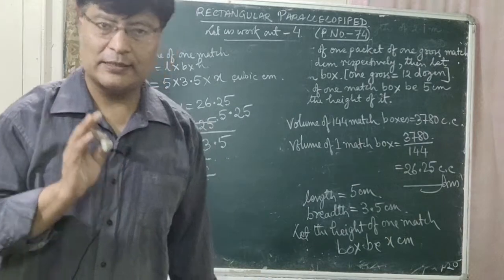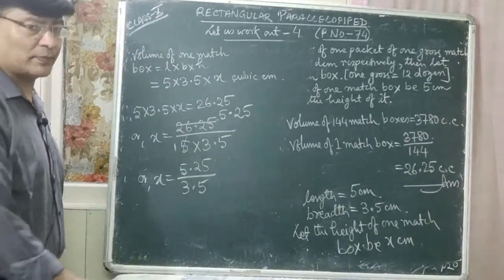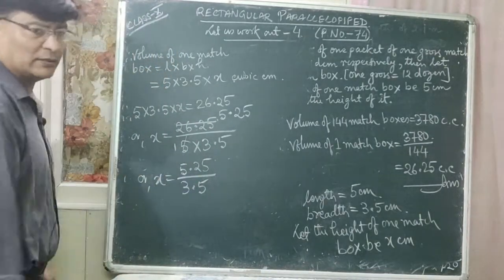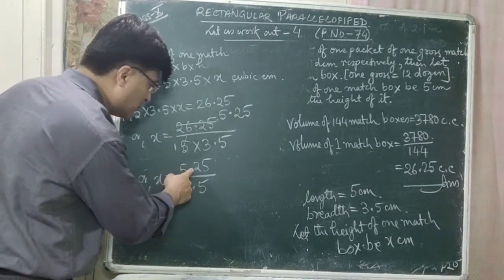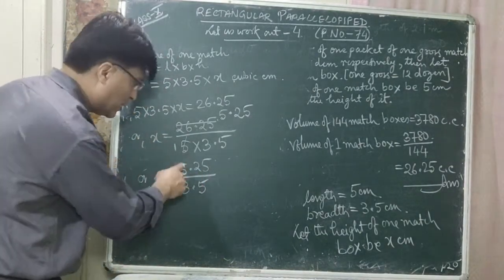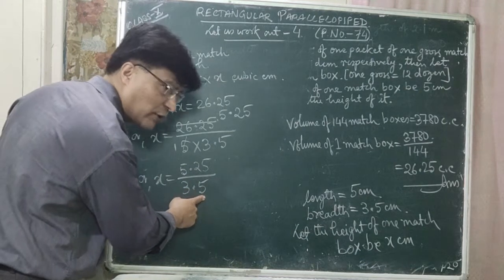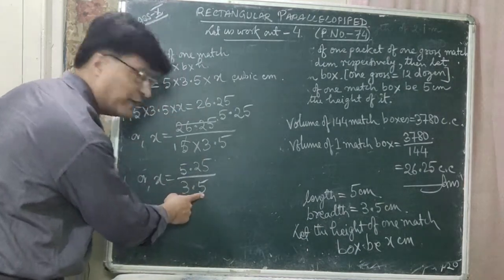So next, how can we simplify it? Both have a decimal point here. In this case, after the decimal point in the numerator there are two figures, but in the denominator after the decimal point there is only one figure. So you have to make it two figures here.